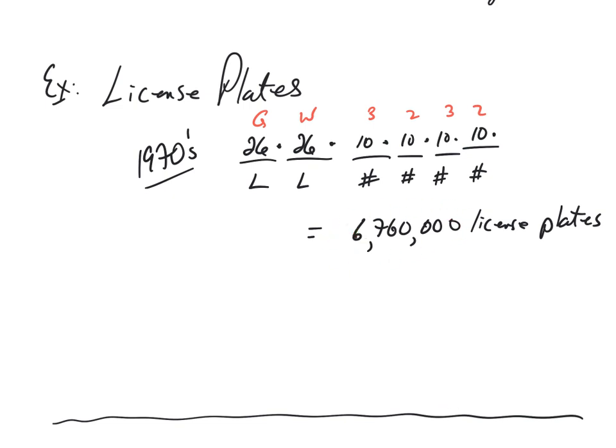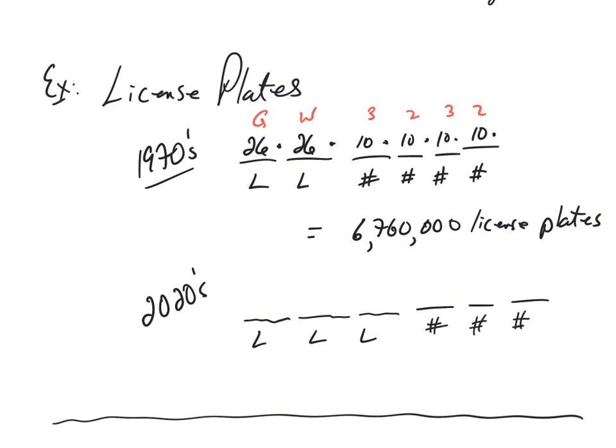Now, in the 2020s, for passenger vehicles, we actually have different combinations that are possible. But one of the possibilities that we can choose from in the state of Minnesota now is 3 letters followed by 3 numbers. Why did the state of Minnesota switch? Because we ran out of the 6,760,000 license plates, maybe minus any restrictions that were placed upon it.